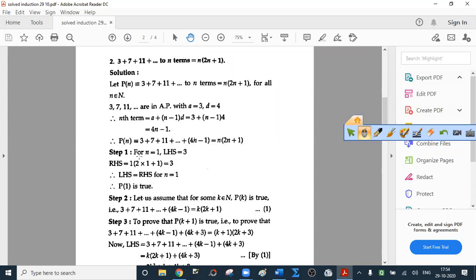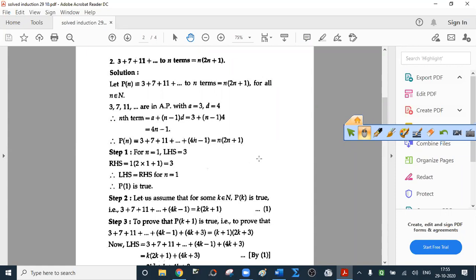First step, we verify that the result is true for n equal to 1. Put n equal to 1. N equal to 1 means the first term, which is 3. Or you may say this is the nth term, we put n equal to 1. Same thing, 4 minus 1, 3. This is LHS. What about RHS? 1 into 3, 3. Yes. So LHS equal to RHS. That is, the result is true for n equal to 1.